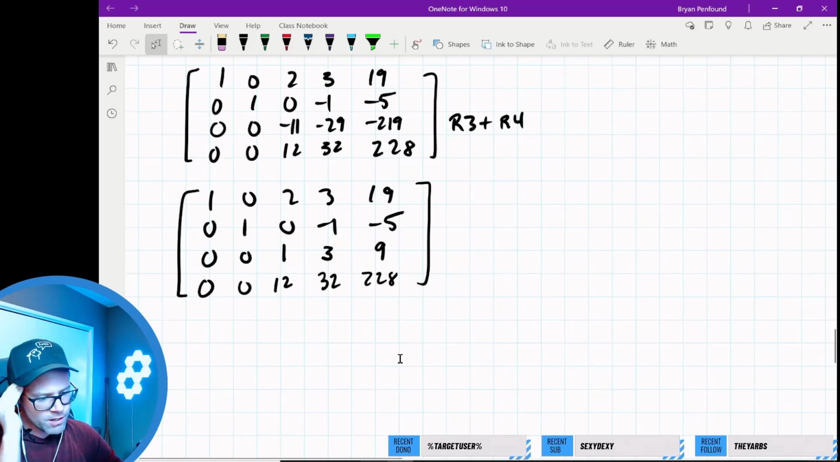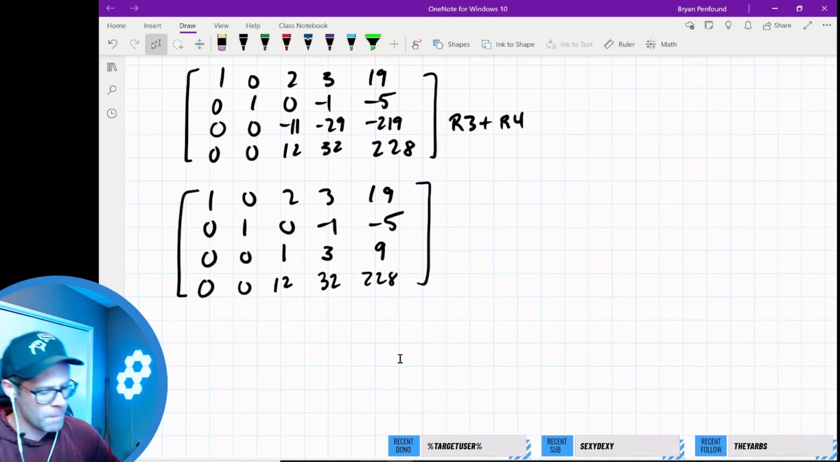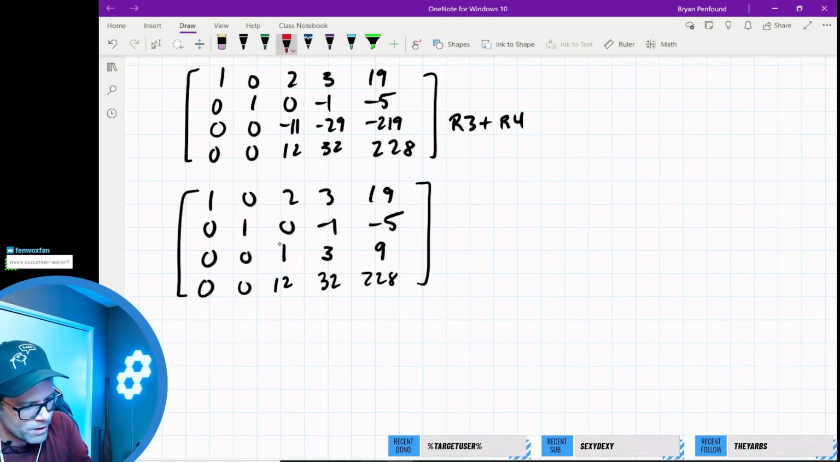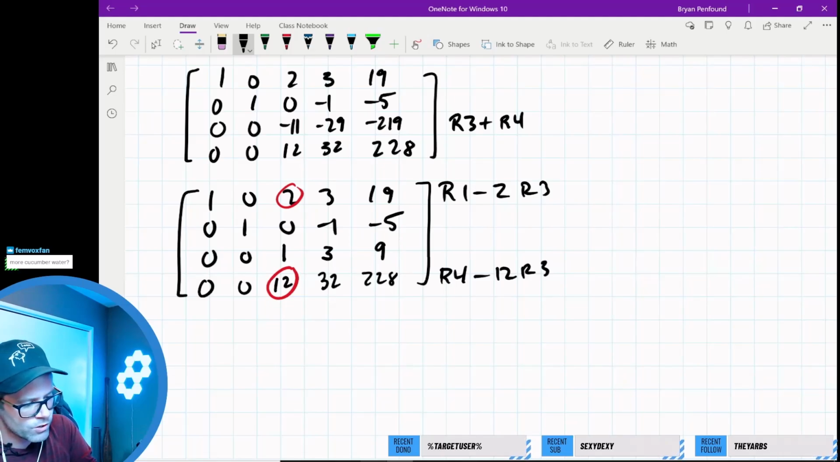If I get the right answer, it's going to be such a big confidence boost for me today, especially after that terrible mixing question. Okay, we have our pivot, so let's do some column deletions. Let's do row 1 minus 2 row 3s, and let's do row 4 minus 12 row 3s and see if we can tame this 228 that we have.